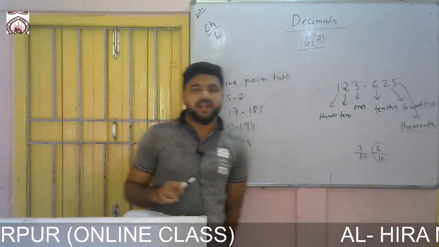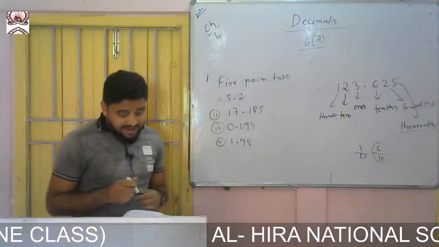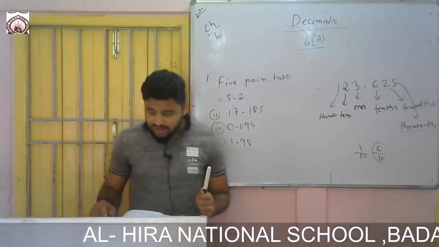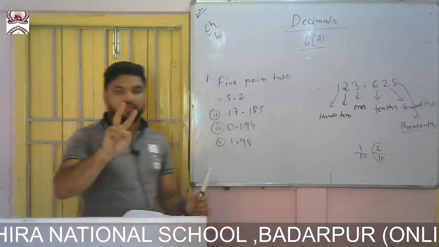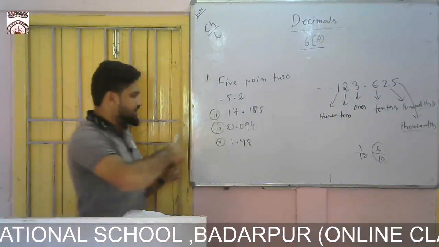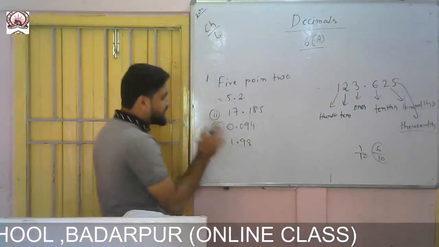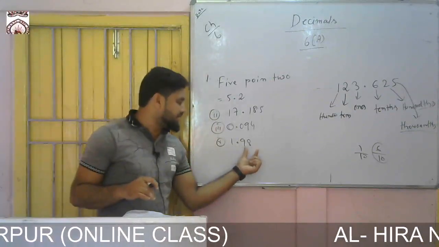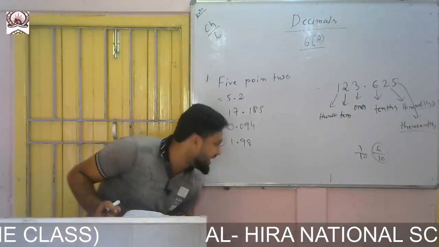So these are the place values of the decimal numbers. Here you see 1 and 98 hundredths. That means 98 hundredths, that means after the decimal, 2 places, so 1.98. Hundredths. So what we have written? Last, tens and hundredths. So 98 hundredths.